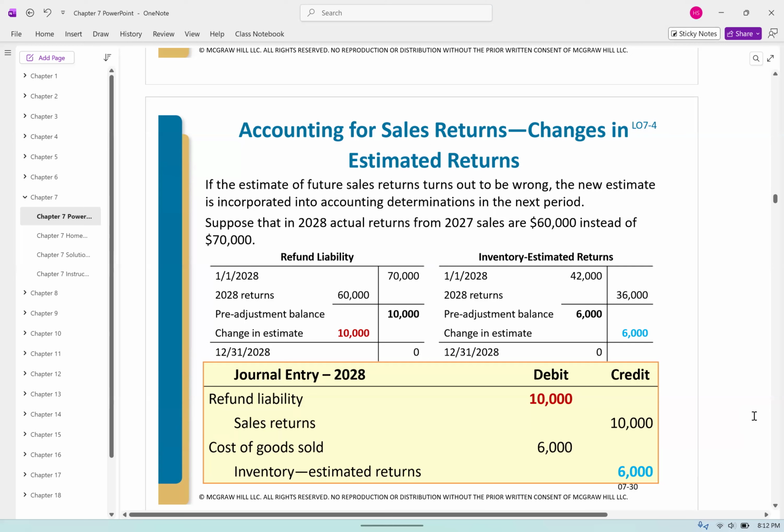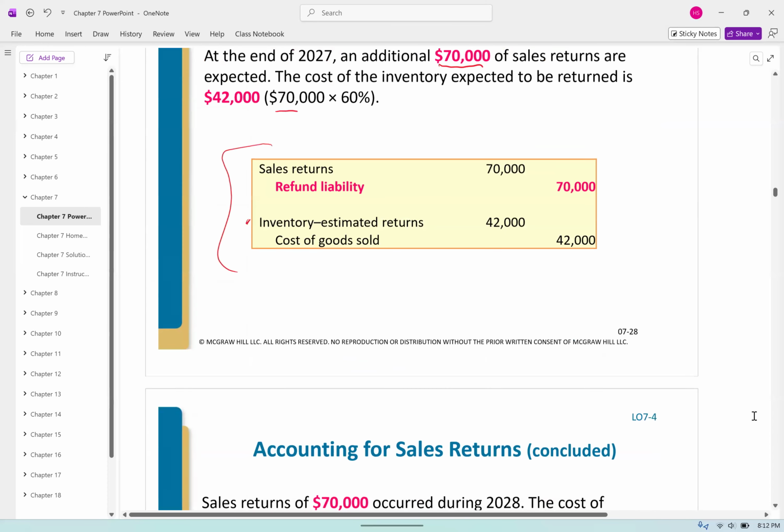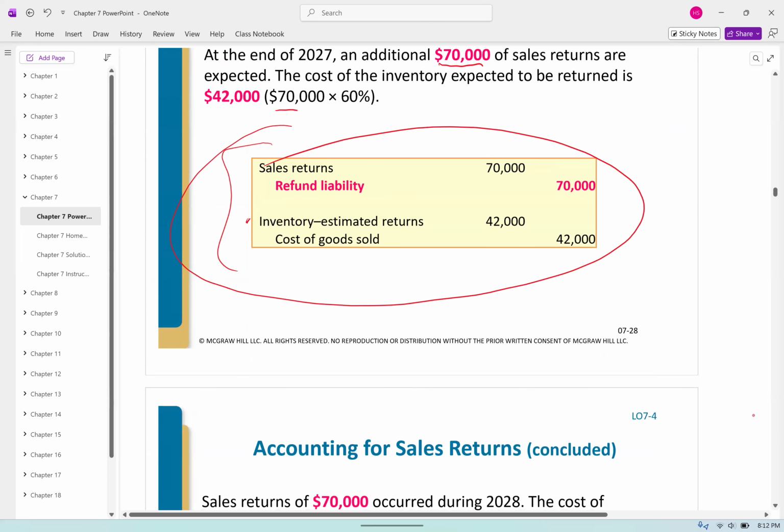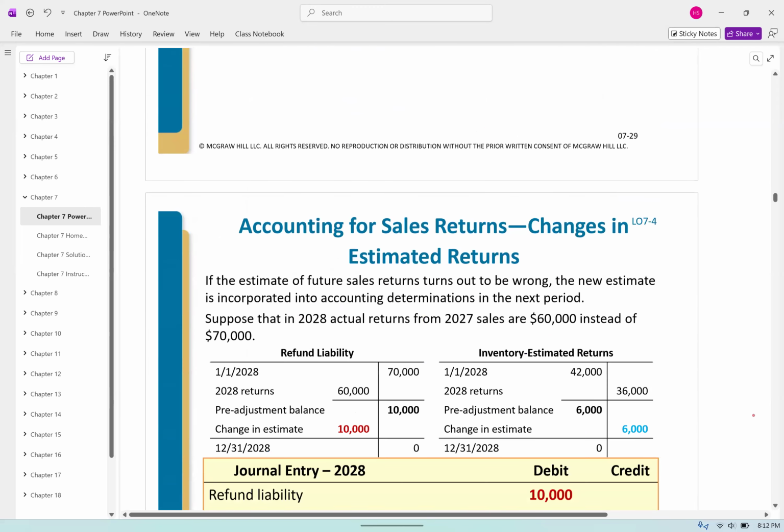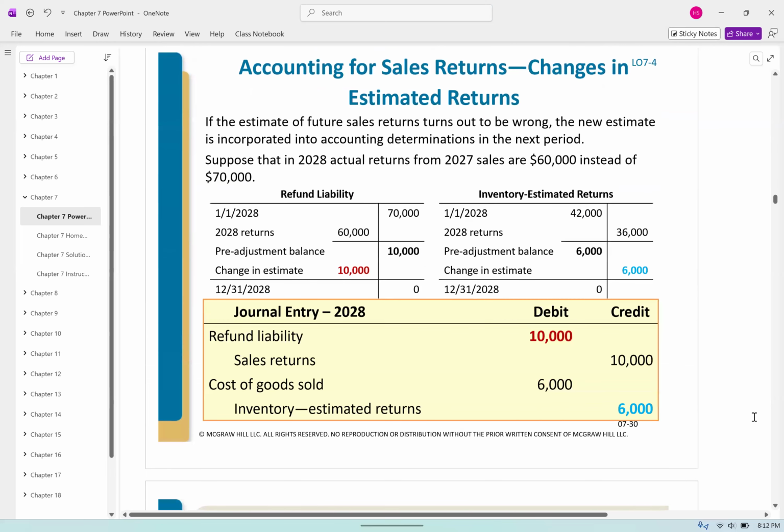So suppose 2028 actual returns from 2027 sales are 60,000 instead of 70. So our change was 10,000. We recorded this entry right here, but only 60,000 was returned, not the 70. So you can see now we did that entry with the 60 and the 36, and there's 10,000 left.